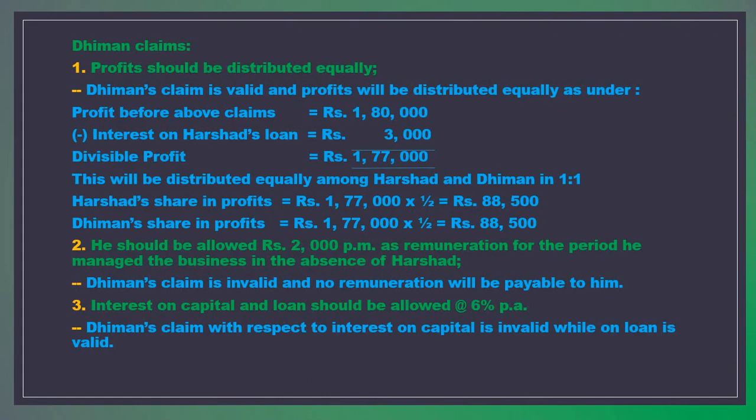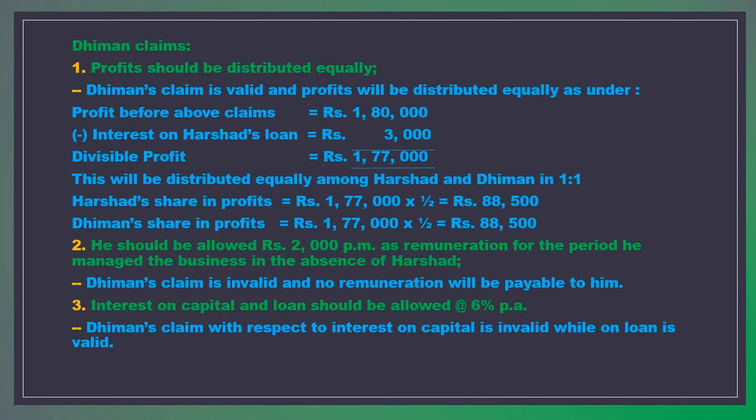Dhiman claims profits should be distributed equally. According to the provisions of Indian Partnership Act 1932, in the absence of partnership deed, profits are distributed equally among partners. Accordingly, Dhiman's claim is valid and profits will be distributed equally. So, now the profits available to us before any of the above claims are rupees 1,80,000.